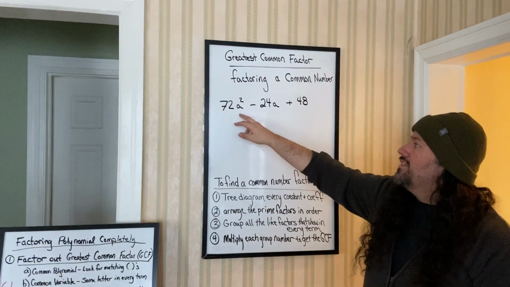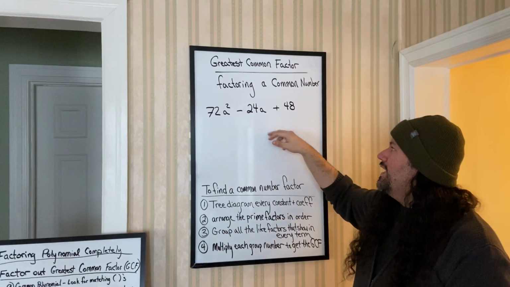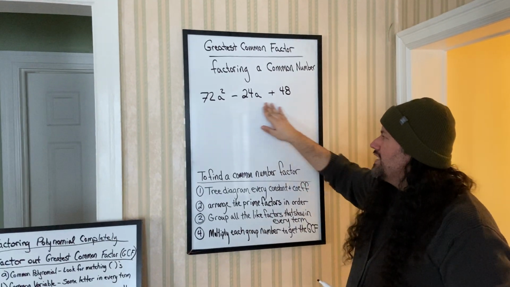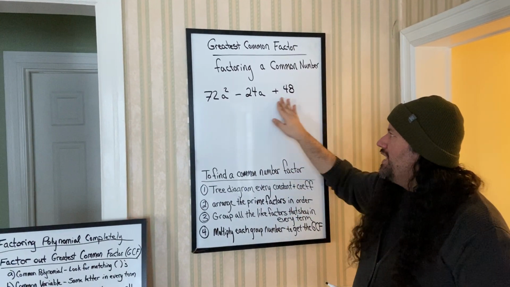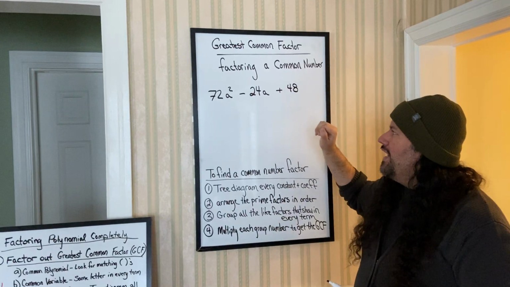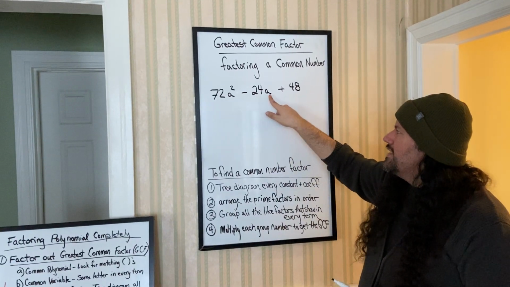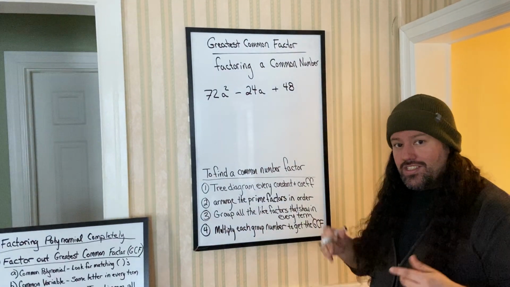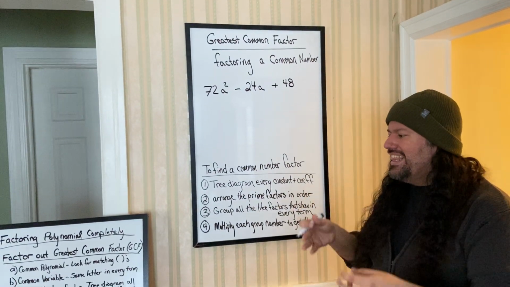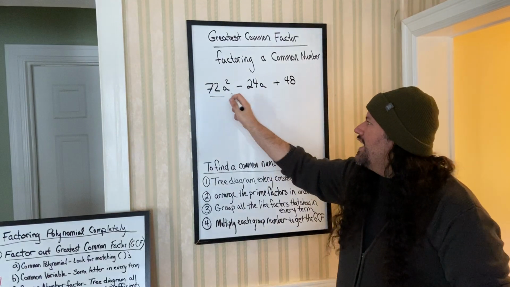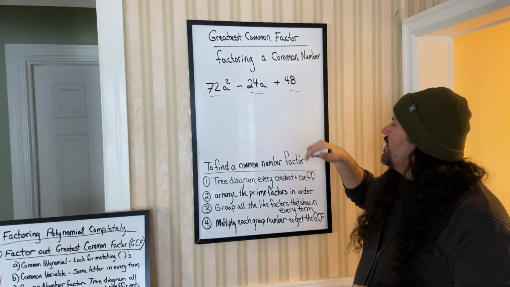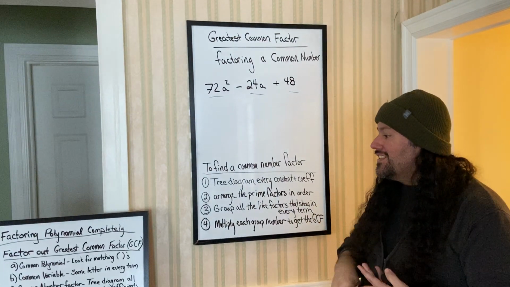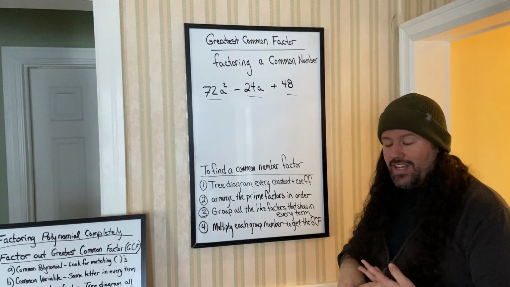I have 72a squared minus 24a plus 48. I know that they don't have a matching set of parentheses, so we don't have to worry about version A. Even though two of these have the letter A, the third term does not have an A, so I know they don't have a common letter. So when we have three terms, and there is no parentheses and no common variable, you've got to still check to see if you have a common number factor.